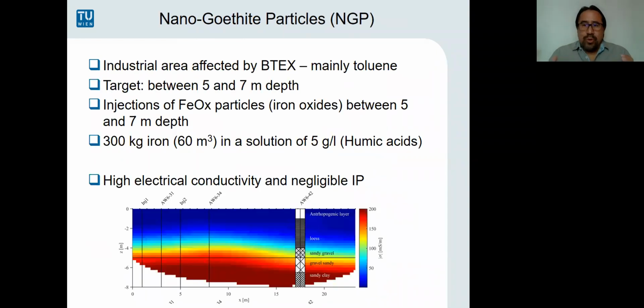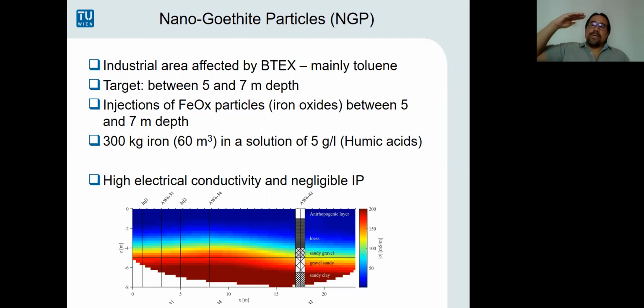Another example to show that maybe we don't need the polarization the whole time is some measurements that we collected in the Czech Republic, at a site with BTEX contaminants, especially toluene. Here we have relatively high concentrations of toluene, and the target area was between 5 and 7 meter steps. It's a shallow aquifer.